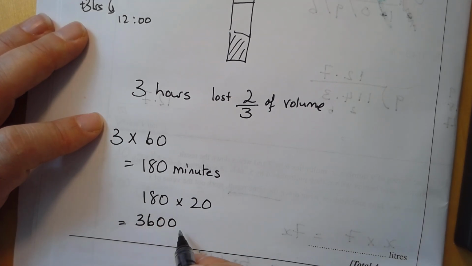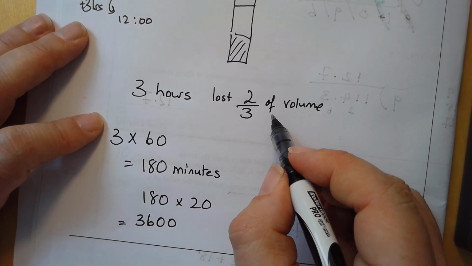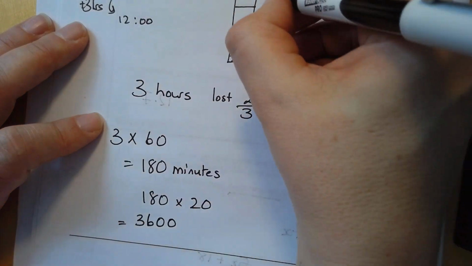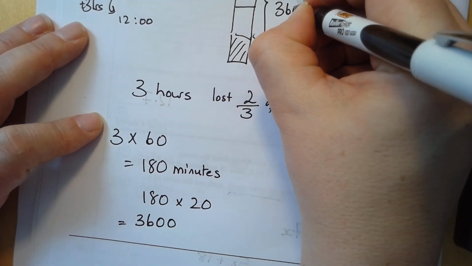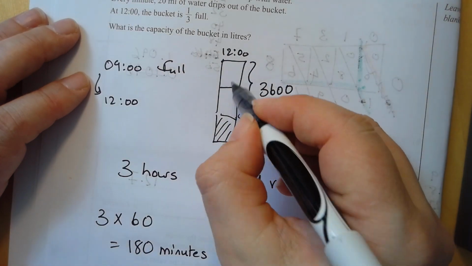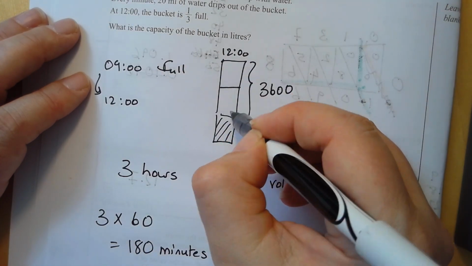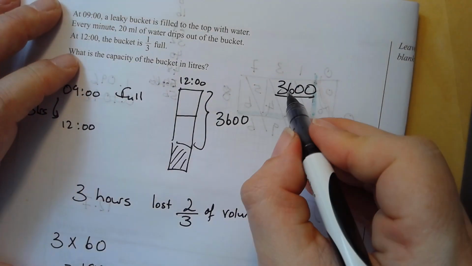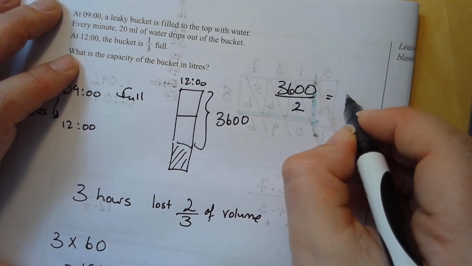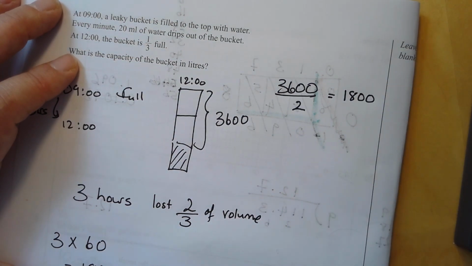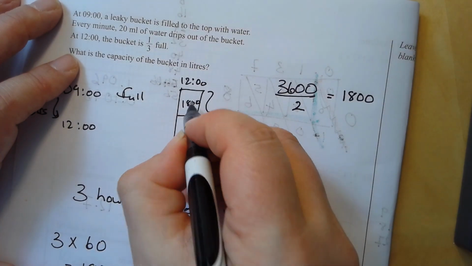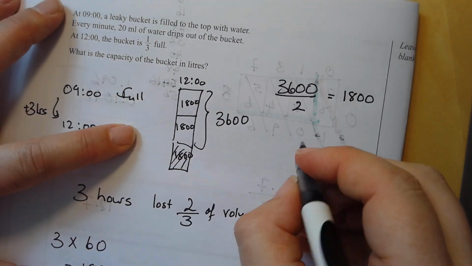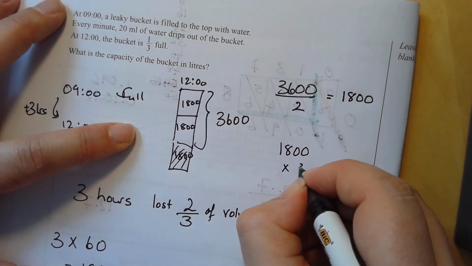And this is the total that was lost. So 3,600 is 2/3. We need to divide 3,600 into those 2 boxes here. So 3,600 divided by 2, or halving it, is 1,800. So each of these is 1,800. And how much do we have altogether? Well, it's 1,800 multiplied by 3.